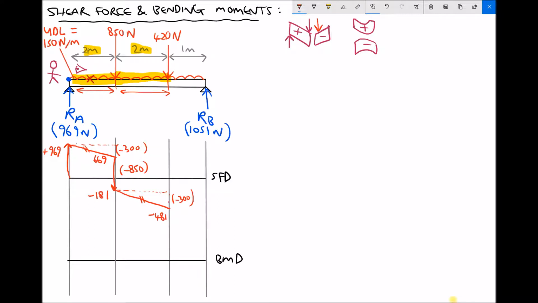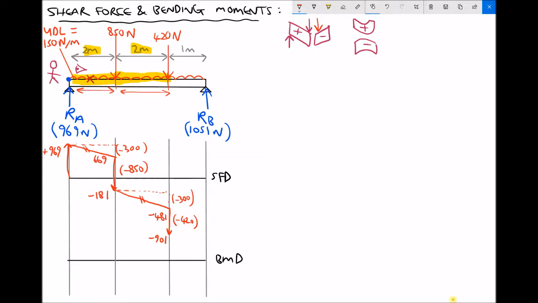So next I have another point load to evaluate, 420 newtons. As I step away from that force to the right hand side of it, it's going to push the left side down relative to the right. So I need to come down another 420. Well, minus 481 minus 420 is minus 901.